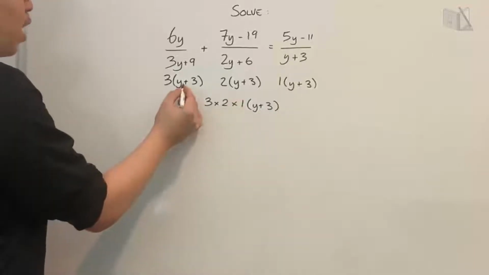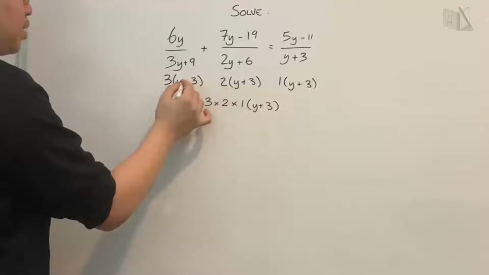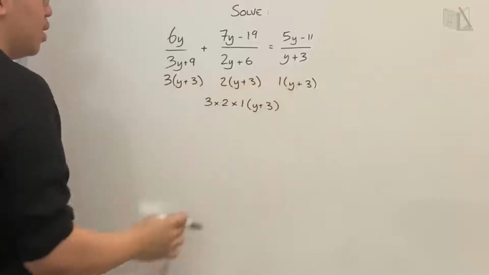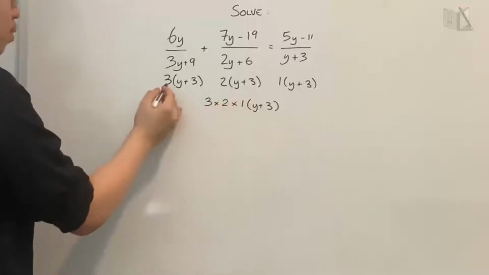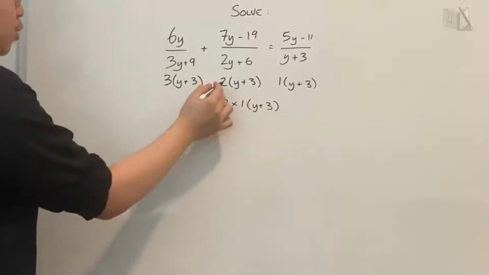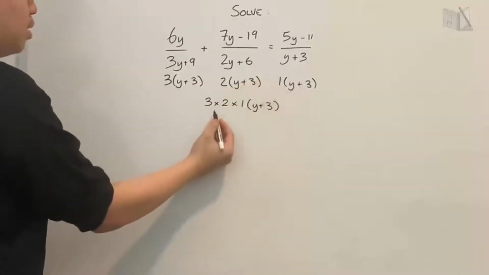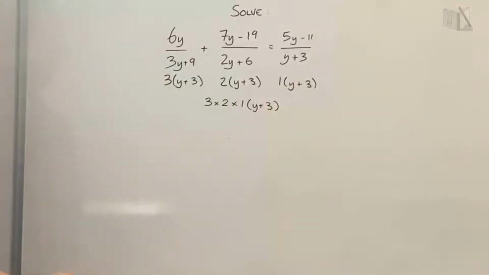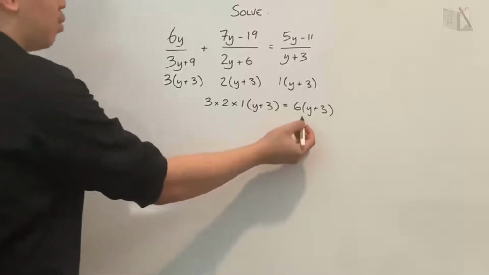So the y plus 3 part is repeated throughout these three prime factors. So we only take one of them. We see 3 1s here, we see 2 1s here, and we see a 1 here. So we're going to take 3 times 2 times 1 times y plus 3. Multiplying them together gives us 6 bracket y plus 3.